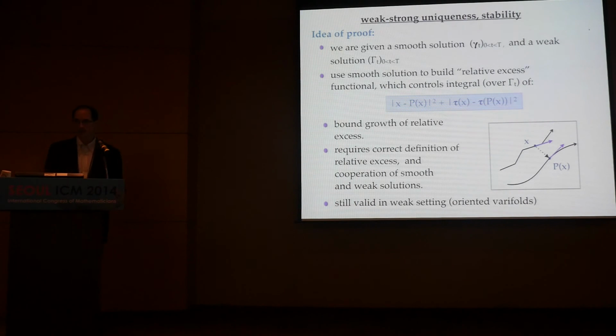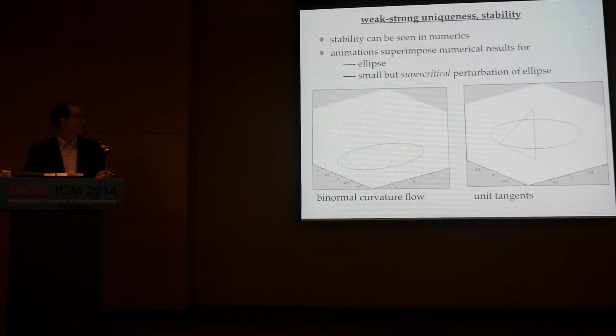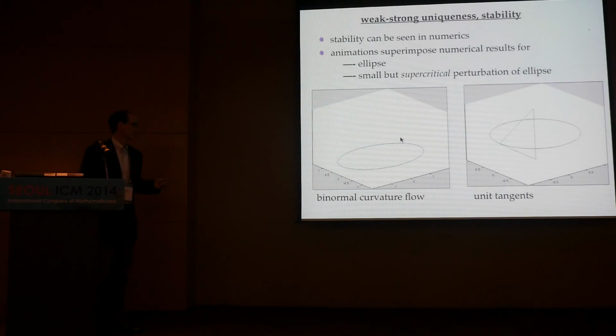So let me just conclude by saying, as I said, this stability can be seen in numerics. And so what I'll show here to finish the talk is simulations. On both sides, I superimpose two numerical results. One is an ellipse, and the other is a very small but supercritical perturbation of the ellipse. In the critical one, I've taken the ellipse in the xy plane, and I've at some point moved a segment. There's a short vertical segment out, so I've moved a point out. So it goes around and then up and then down.